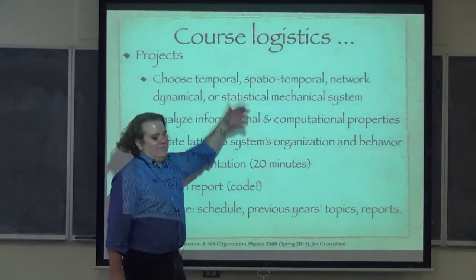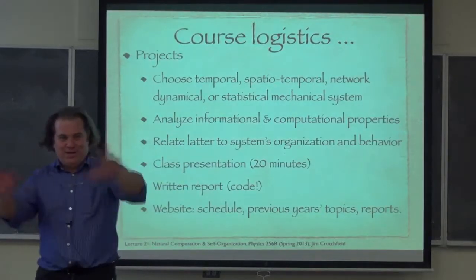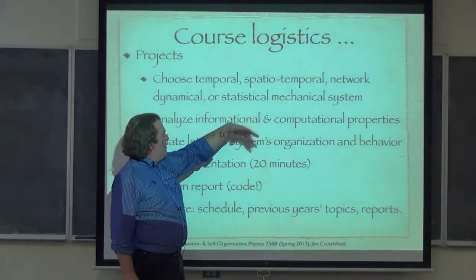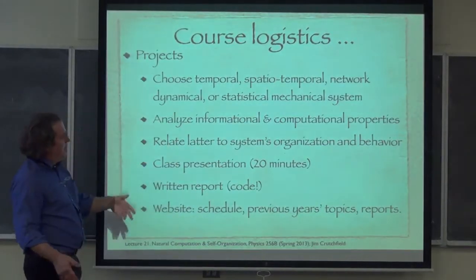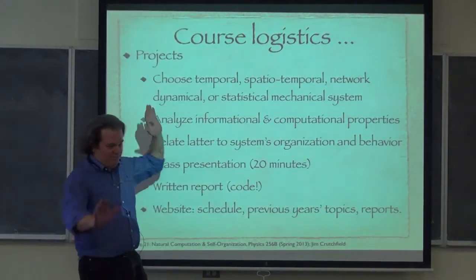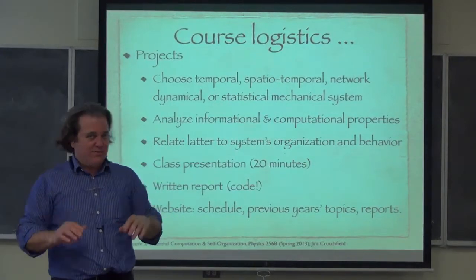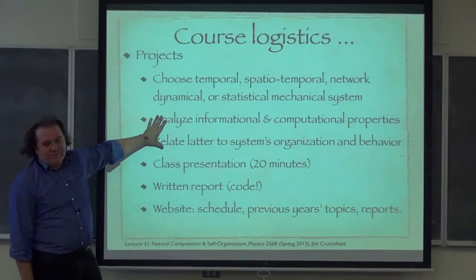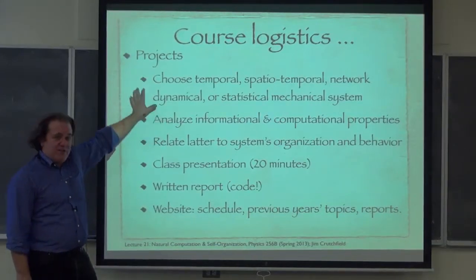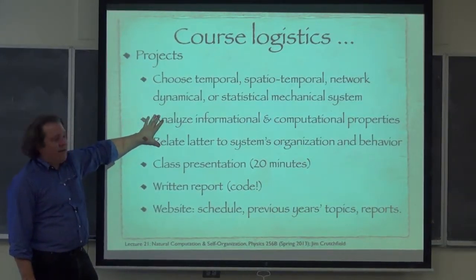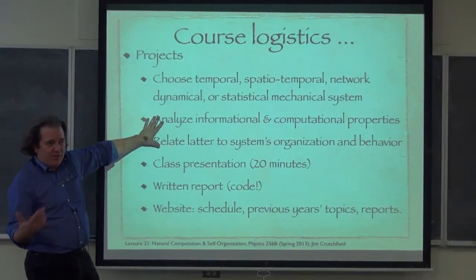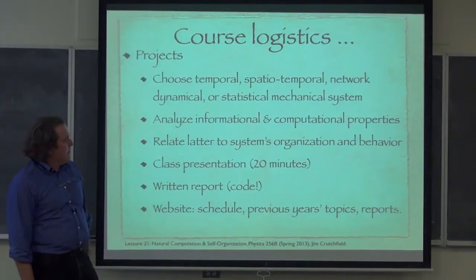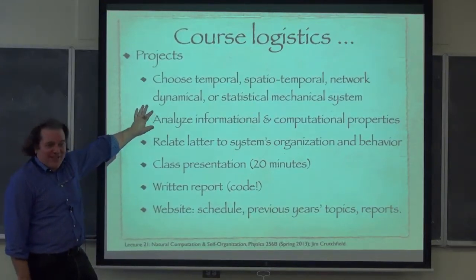Choose some dynamical system: a space-time system, a low-dimensional chaotic system. Maybe if you're a statistical physicist, you want to do a spin system, some network system, your choice. Could be spike trains, whatever. Choose some system, and then the project will be to maybe write some simulation code and analyze these computational and informational properties. And then the question is, of course, what do they tell you? That's the key thing.